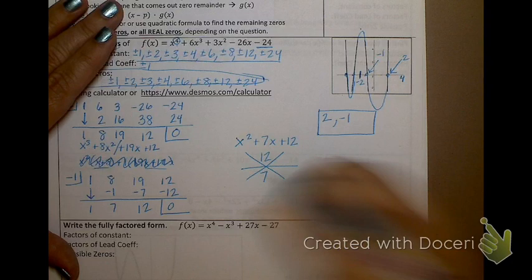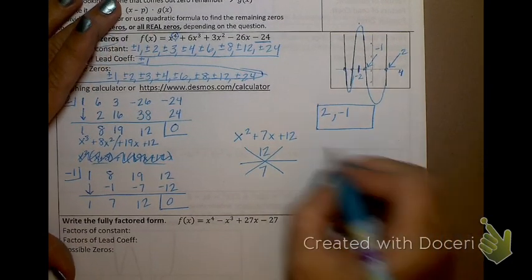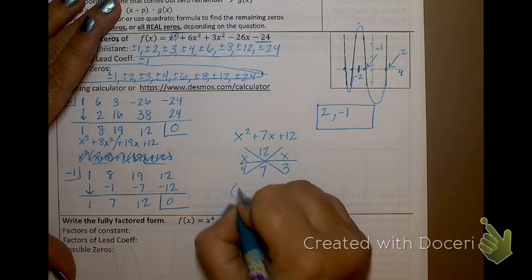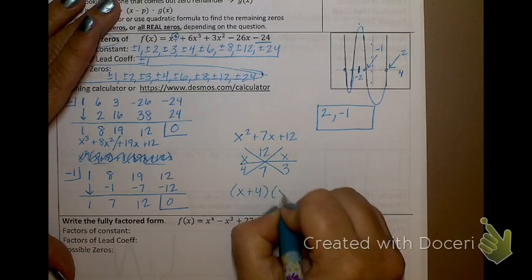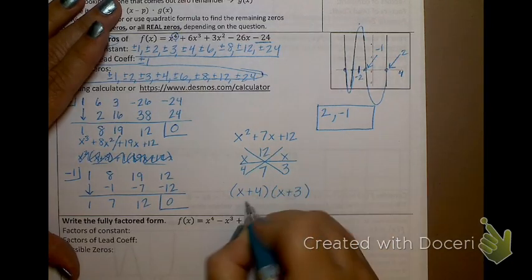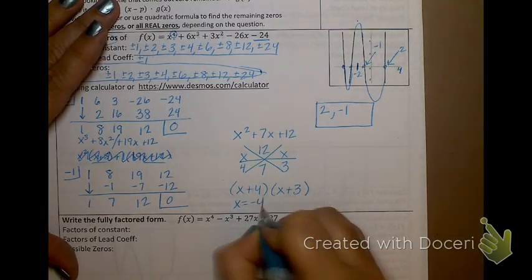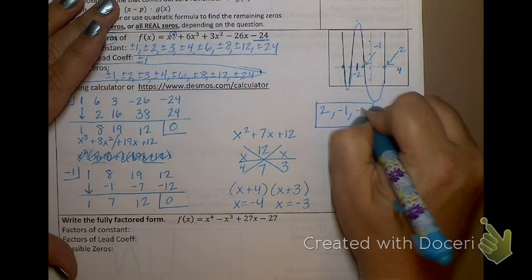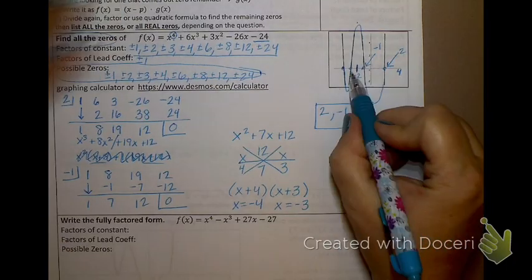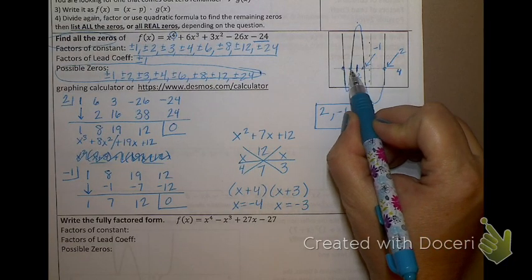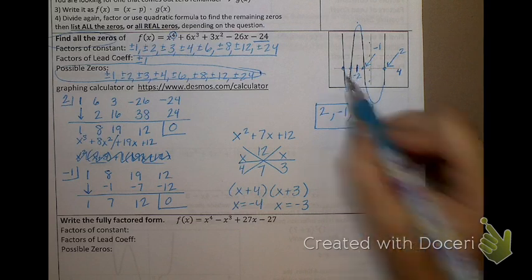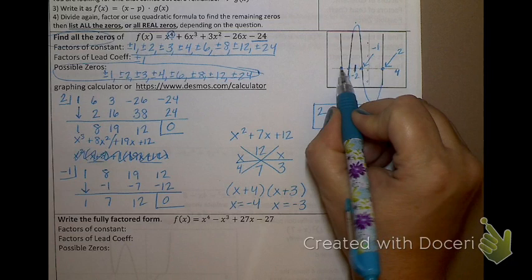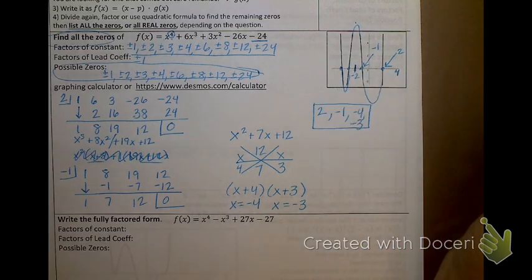12 and 7. What are two numbers that multiply to 12 and add to 7? 4 and 3. So what would these be? X plus 4 and x plus 3. What are the two answers here? Negative 4 and negative 3. Does it look like these two values on this graph could be negative 4 and negative 3? Yes. Okay. If this is negative 2, that's probably negative 4, and then halfway would be negative 3.